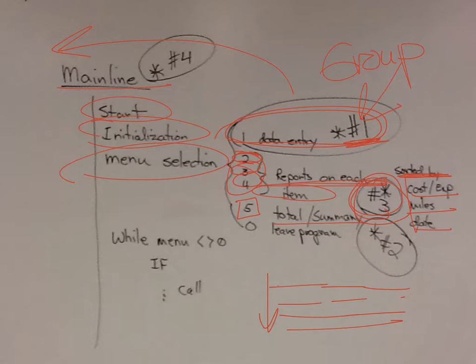Then there was a report that's totals and summaries, and group 2 was going to work on that. That would take all the data and just give a summary, like the total miles and the total expenses and so forth, and then some averages there probably too.